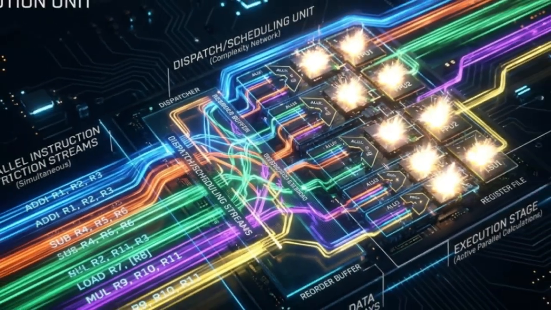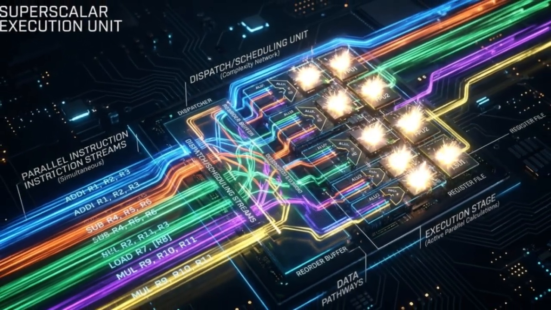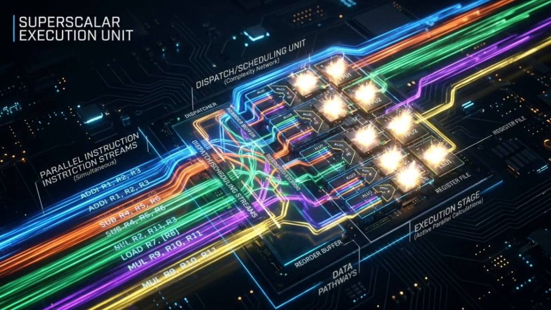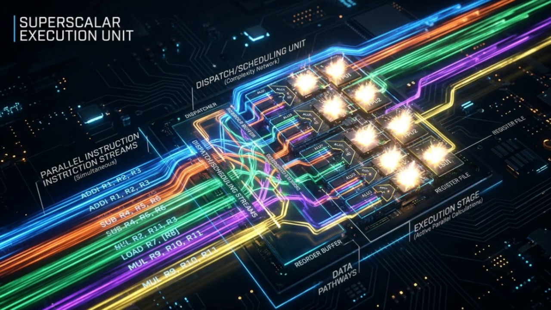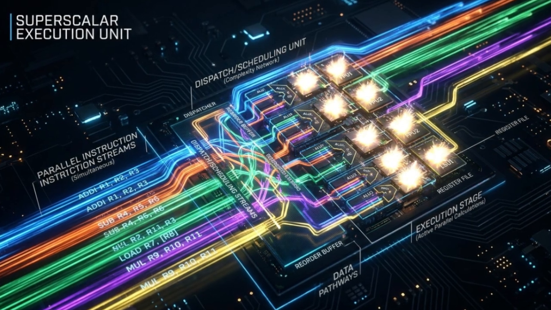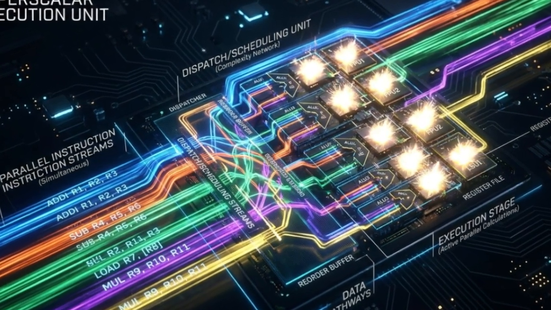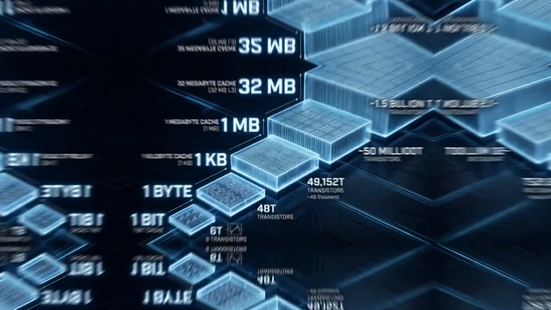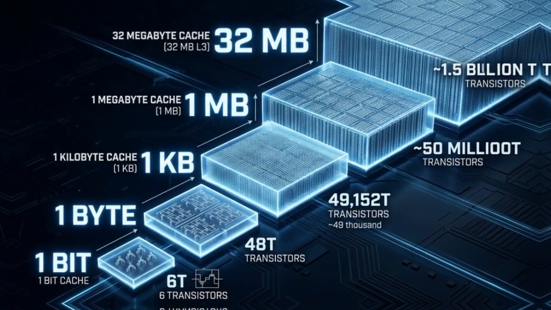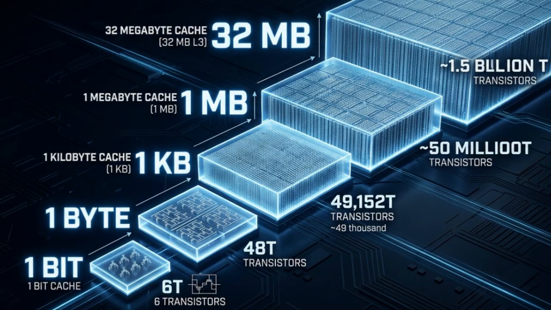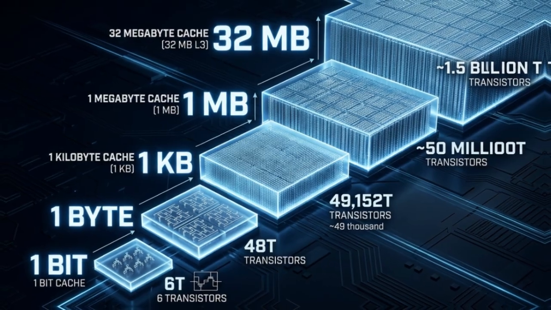So why do you need billions? Because a modern processor doesn't do one thing at a time. It does thousands of things simultaneously. A high-end processor core today can execute multiple instructions per clock cycle, a concept called superscalar execution. To do this, it contains multiple arithmetic units, multiple memory access ports, and complex scheduling hardware that can look several instructions ahead and identify which ones can run in parallel. That scheduling hardware alone requires millions of transistors.